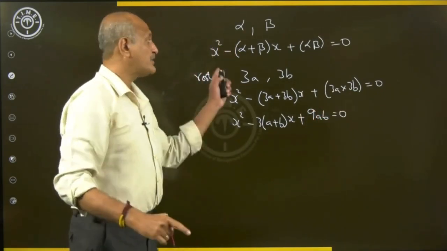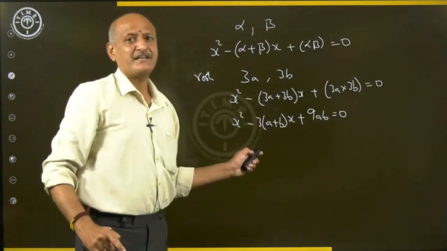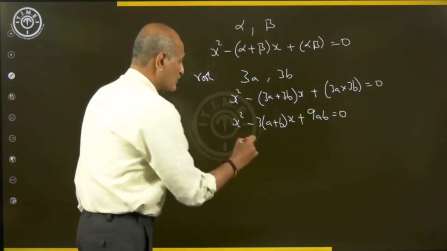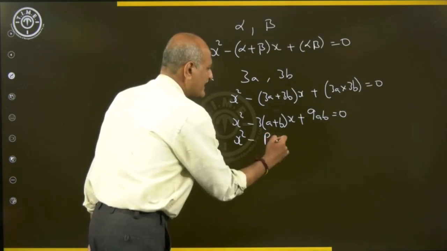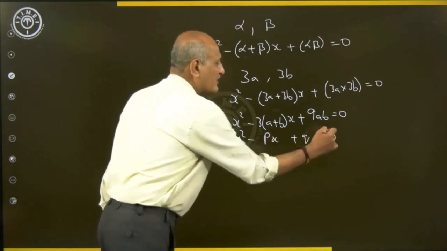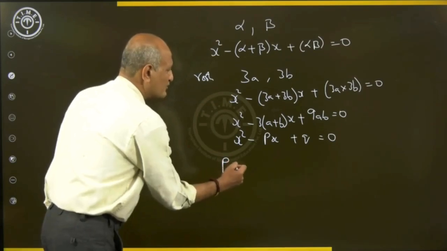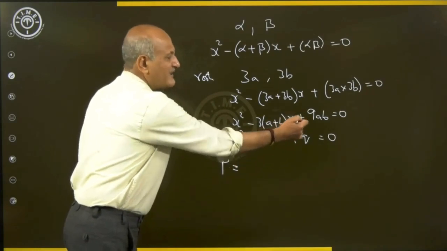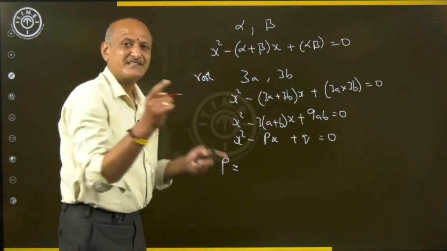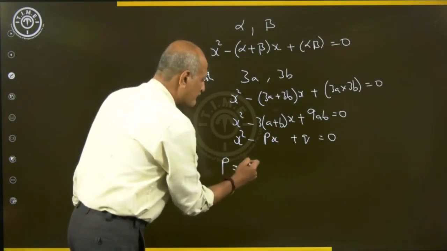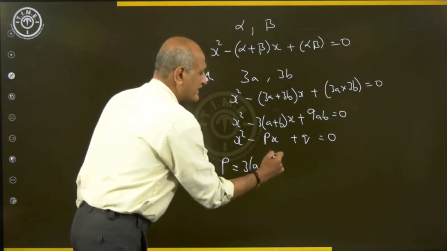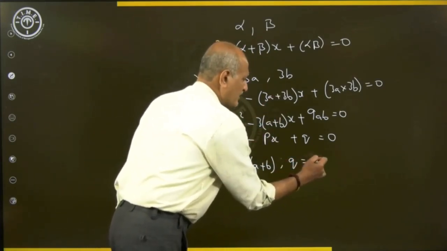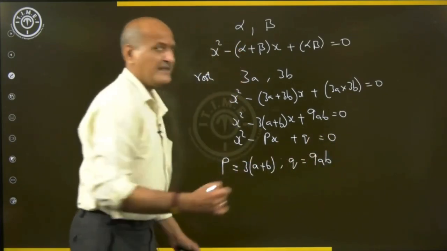A quadratic equation with the roots 3a and 3b must be in this format, but here it is already given as x square minus px plus q. So comparing these two, what can we find? Minus p is the coefficient of x, and minus of 3 times (a plus b) is the coefficient of x, and both these coefficients can be equated. So we get p is equal to 3 times (a plus b). Similarly, equating the constants from both equations, q is equal to 9 times ab.